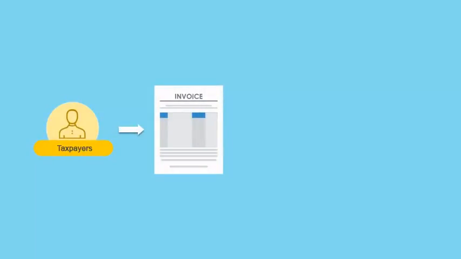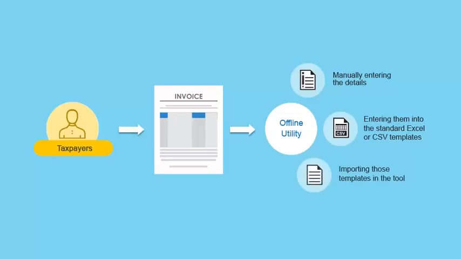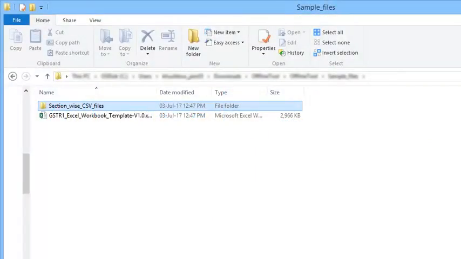Taxpayers can feed invoice and other returns-related data in the offline utility either by manually entering the details directly into the tool or by entering them into the GSTN provided standard Excel or CSV templates, and then importing those templates in the tool. This video will walk you through the steps of populating invoice data in CSV templates, followed by importing line items in the offline utility, and then uploading all of it to the GST portal.